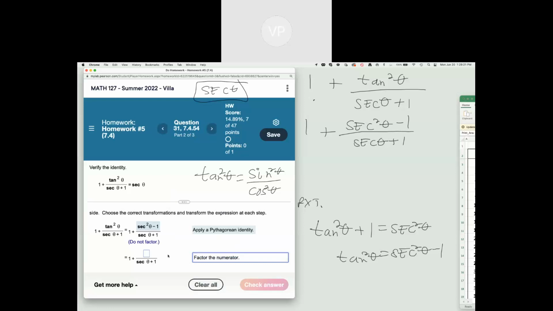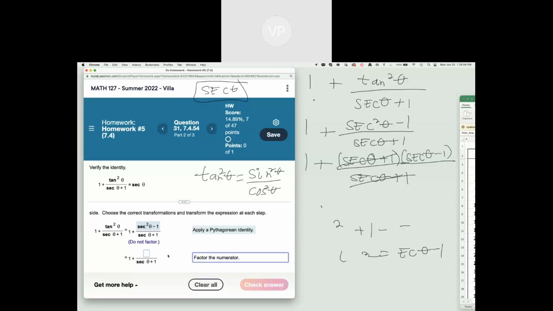It's this one, though. It's going to be factor out that numerator, because if you look at that top, nothing on the bottom changes, not that 1, but this is a difference of 2 squares. Secant theta plus 1 and secant theta minus 1. And that's what I'm going to do here. In the future, I'm going to cancel those factors right off.